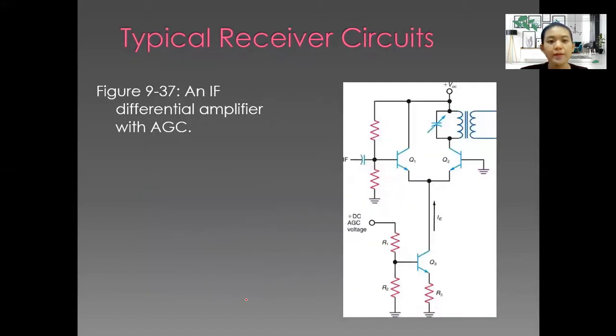Okay, this is the figure of the IF differential amplifiers. From here we can see we have two differential amplifiers, Q1 and Q2, and then we have Q3, the amplifier. This one will automatically control our gain.